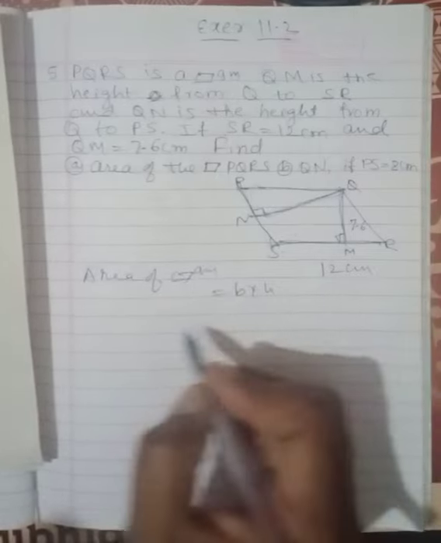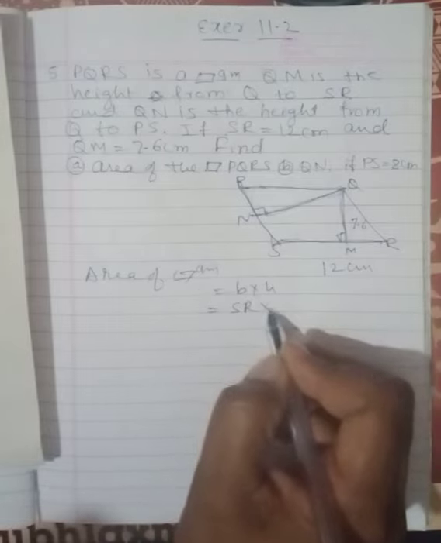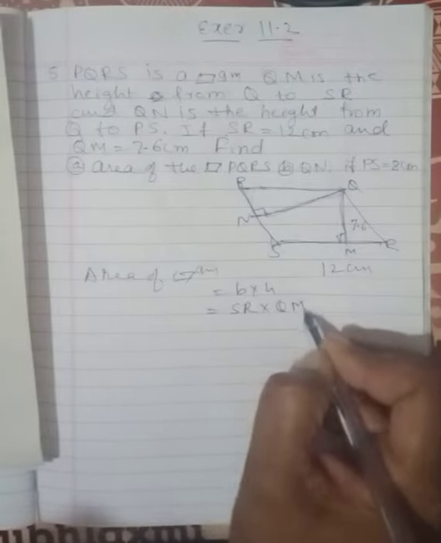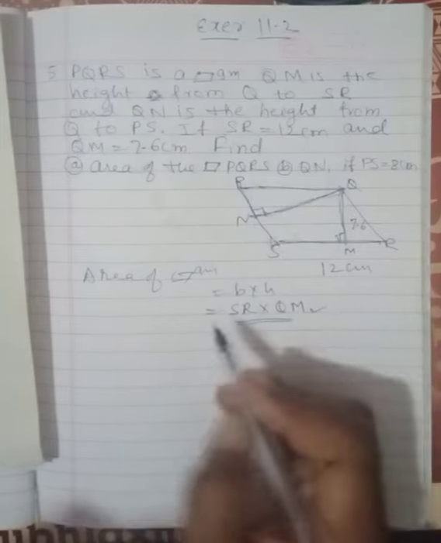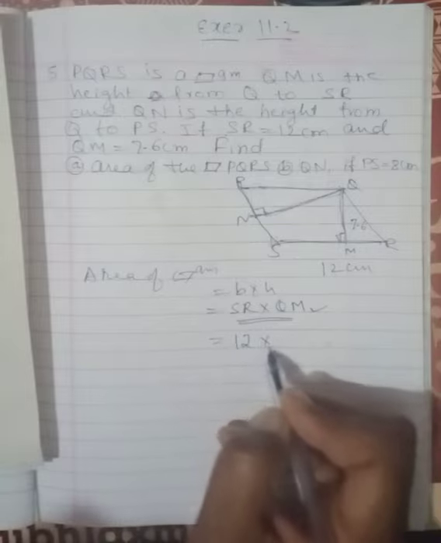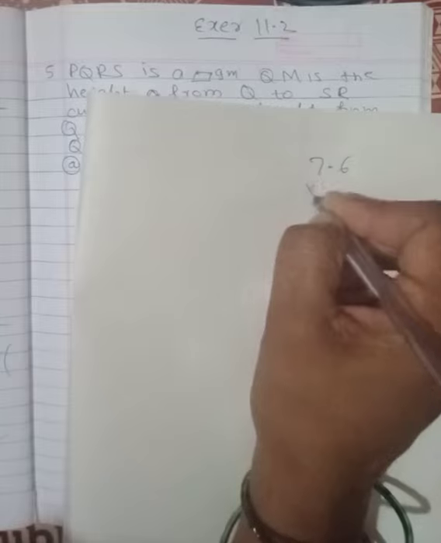Simple, it is the formula. So base you are taking here, I'll write this one SR, and height we are taking as QM, because we discussed here two bases and heights. So which one I am taking, that only for understanding I am doing this one. 12 into 7.6.